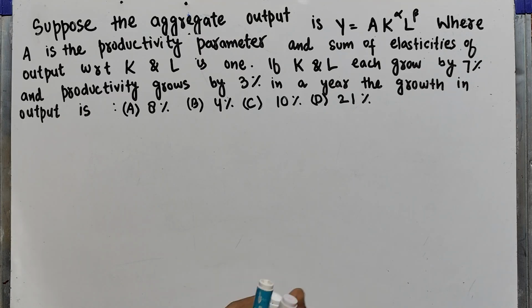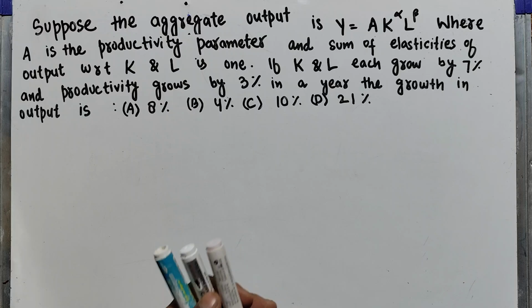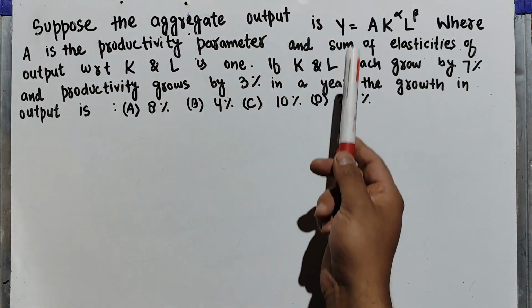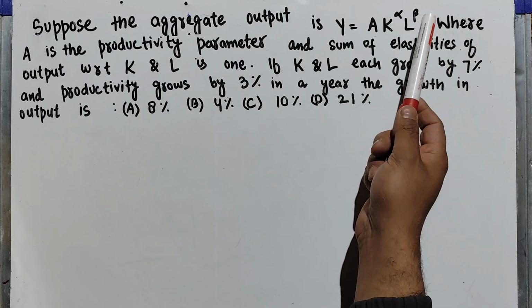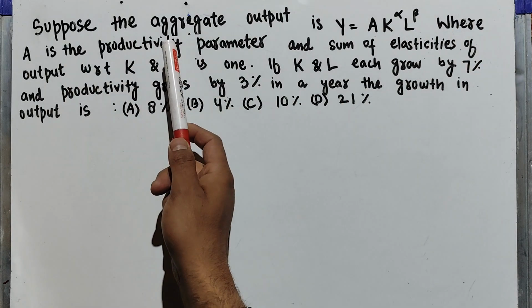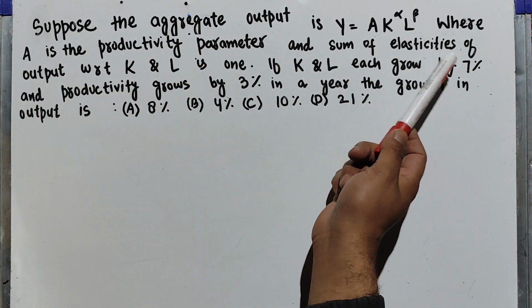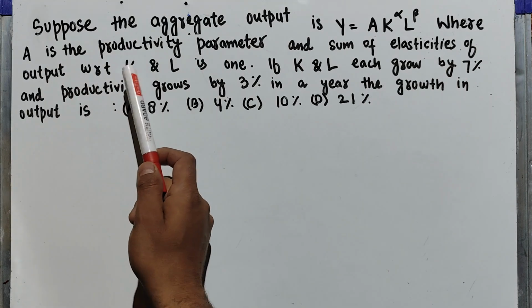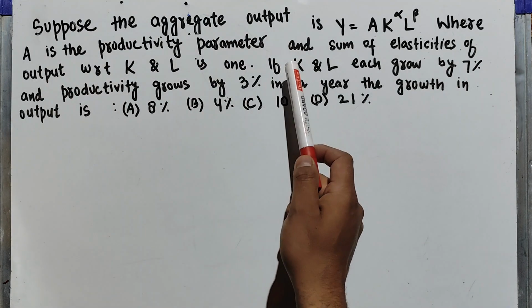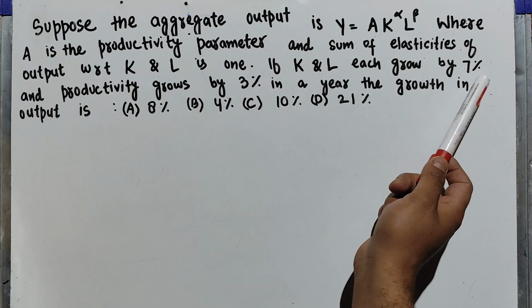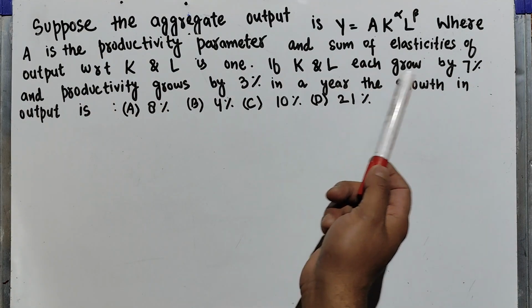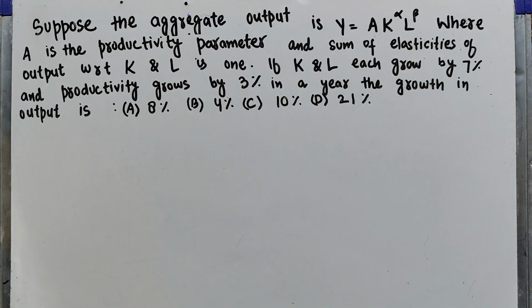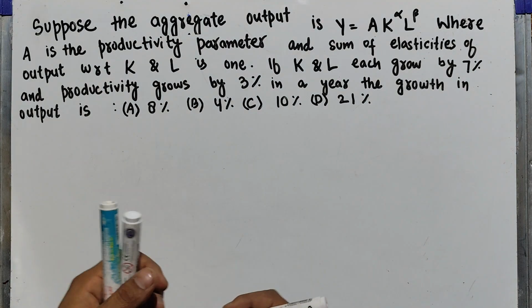In this video, we will learn how to find out the growth rate of output given the Cobb Douglas production function. The question is, suppose the aggregate output is given by Y = A K^α L^β, where A is the productivity parameter and the sum of elasticities of output with respect to capital and labor is 1. If capital and labor each grow by 7% and productivity grows by 3% in a year, we need to find out the growth in the output. The options are being given, we need to find out the correct option.